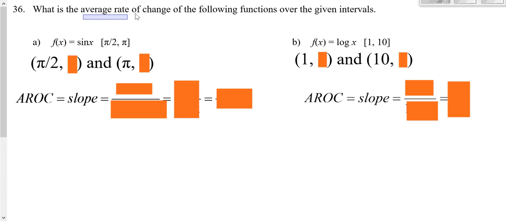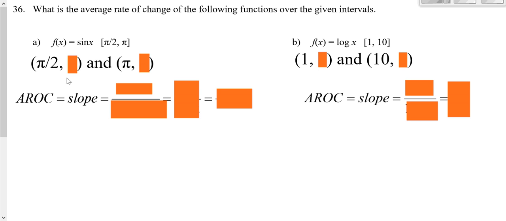Here we are looking for average rate of change. Average rate of change is the slope between 2 points, going back to your vocab. Well, to find slope, you do change in y over change in x. And you are given down here your two x values on this interval. So your first x is pi over 2, so we have pi over 2 comma something.